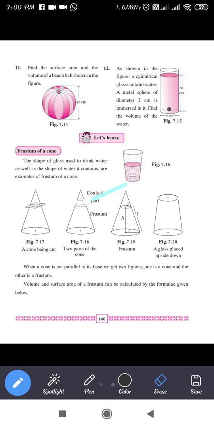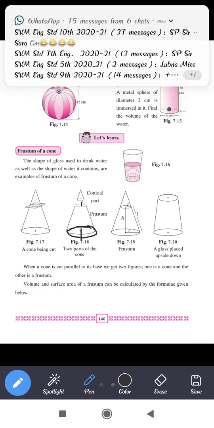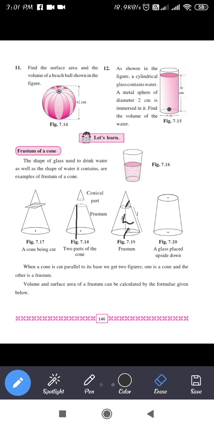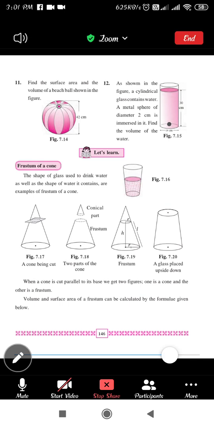Okay. So now this frustum has two different bases, right? Of different radii. So here in the second question, the radii of the two different bases, top and bottom, are given. Along with that, height is also given. Means h is given, r1 is given, and r2 is given. We have to find the curved surface area, total surface area, and volume.